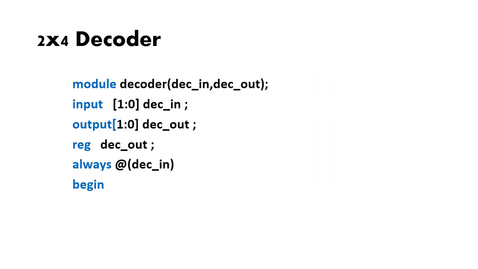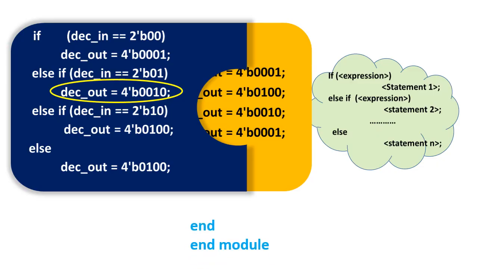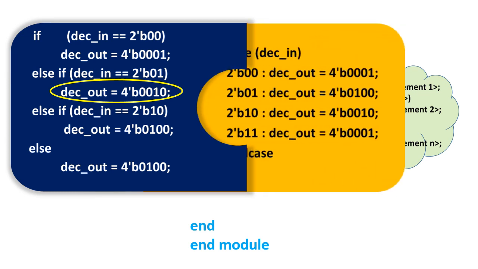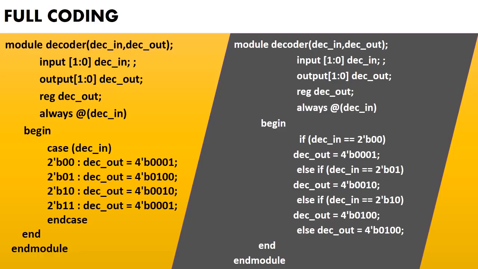Here you can see the program of the 2-in-4 decoder. It is the same as the 4-in-1 multiplexer. In this program we can see the if statement for the decoder. If the decoder input is 0, 0, the LSB is 1, that is decoder output equals 4'b0001. If the decoder input is 0, 1, the second LSB is 1, which we can see in the fourth line, decoder out equals 4'b0010, and so on. And the case statement for the decoder is also given here. Here you can see the full programming using case as well as if statements for the decoder.